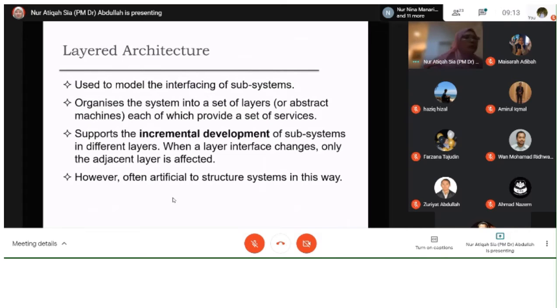Okay, so the next one is layer architecture. When we have a layer architecture, the most important thing is that it supports incremental development. Meaning that if you want to emphasize incremental development, for example I want to build a little at a time, then you can consider layered architecture. Or if you want to add a new function to a layer and so on, then you can use it as a layered architecture.